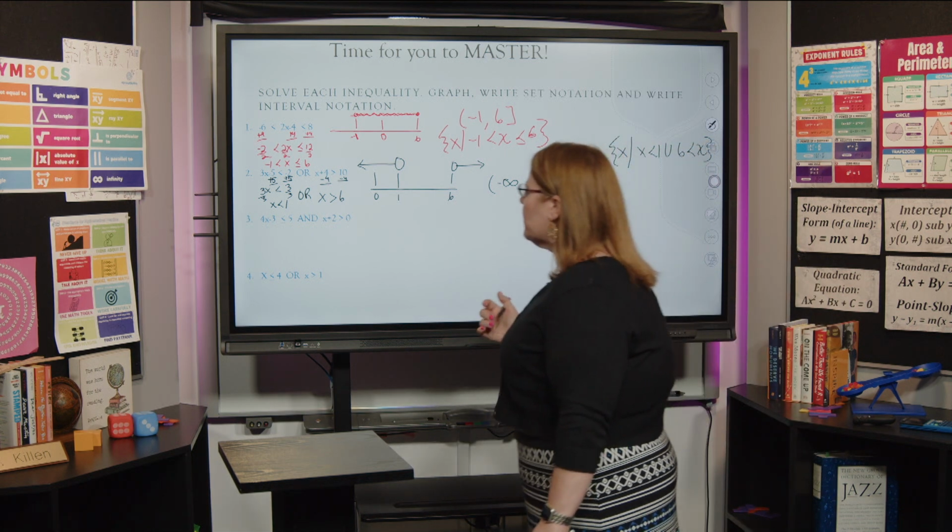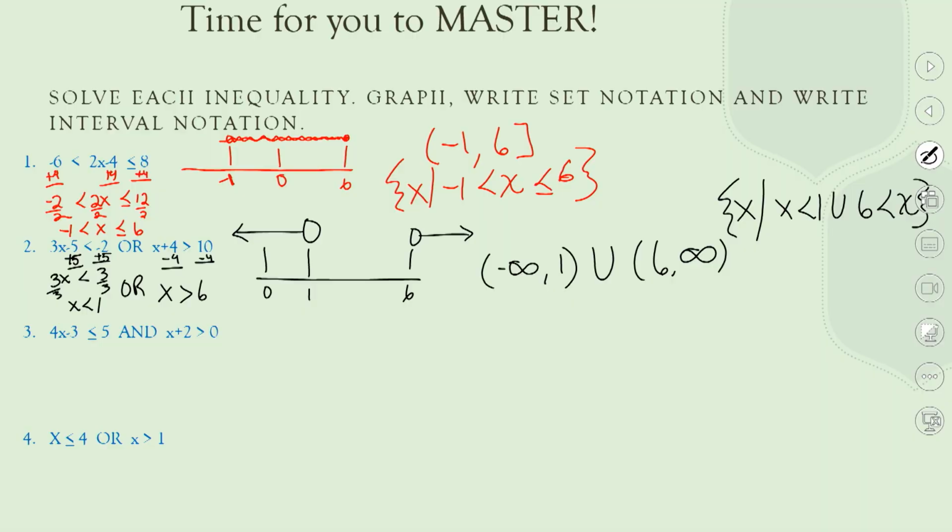Do purple. All right, still getting X by itself. So I am adding 3 to both sides. So 4X is less than or equal to 8. I'm dividing by the positive 4, so X is less than or equal to 2. And subtracting 2 on both sides, X is greater than negative 2.